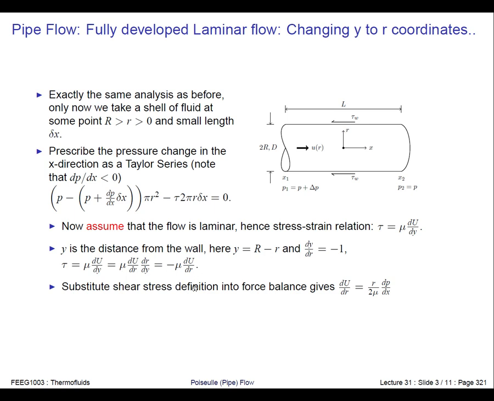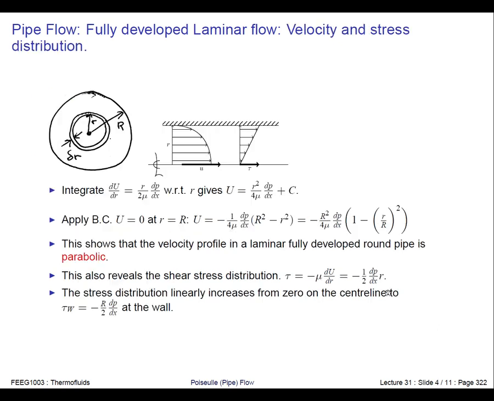Then we take this and substitute it into this equation up here, and we get a relationship between the velocity gradient with respect to r and the pressure gradient as a function of r and the liquid viscosity, or fluid viscosity. Once we've got this, we can get the velocity profile, and we'll know everything about our flow. So we take our equation and integrate this with respect to r.